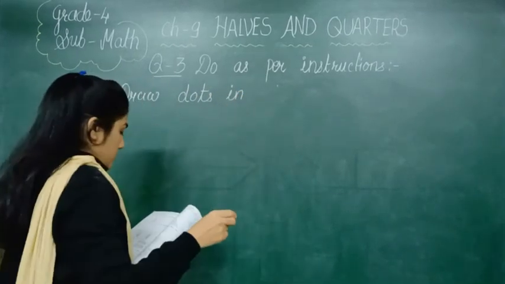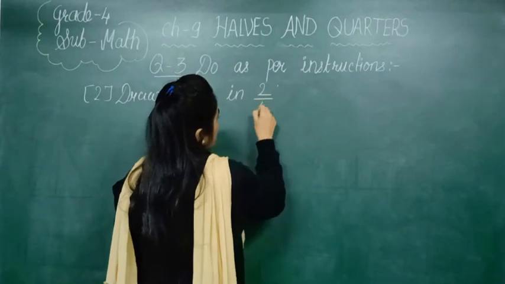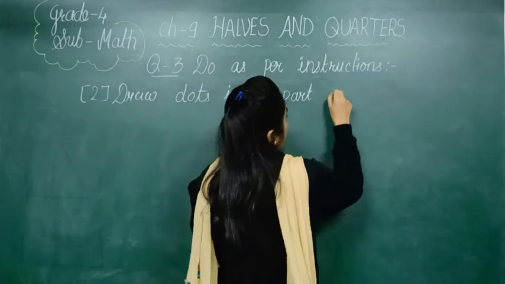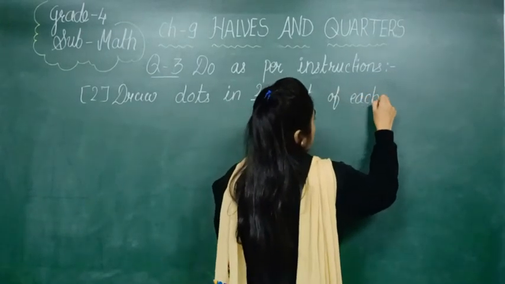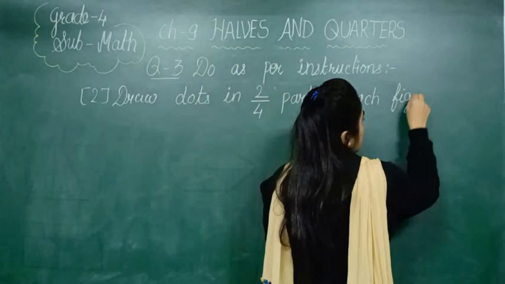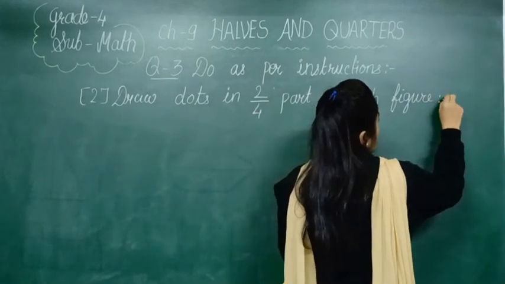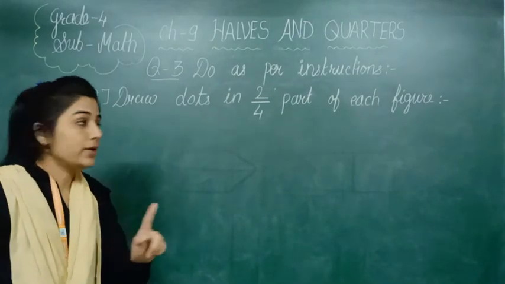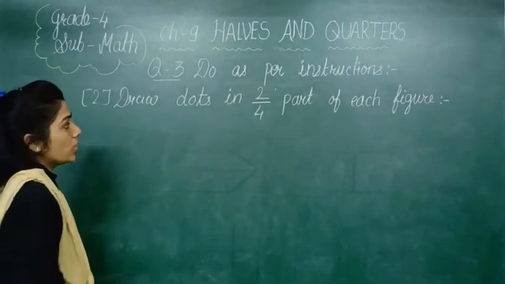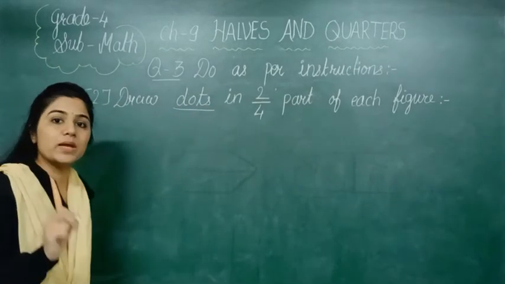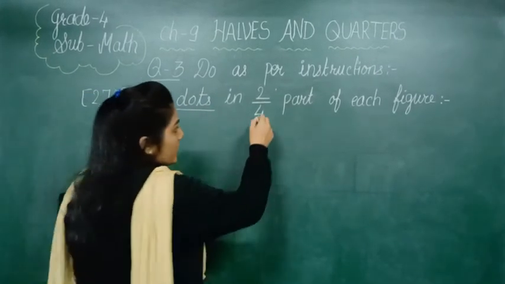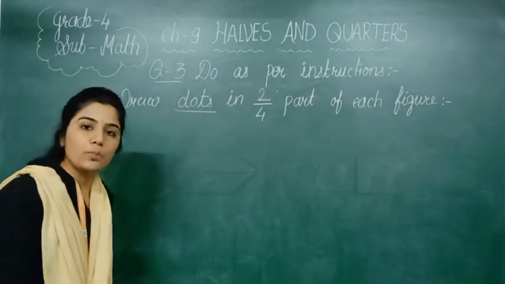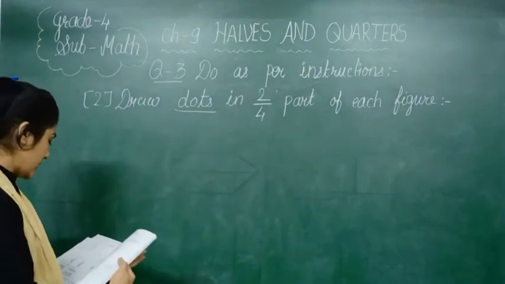in the fraction given, 2/4 part. 2/4 part of each figure. In previous question number 1, we drew the lines in any one part, but in question 2, the dots are mentioned. That means we have to make the dots in each figure, but in the fraction, out of a total of 4 parts, we have to make dots in 2 parts. So let's see which kind of figure is given.